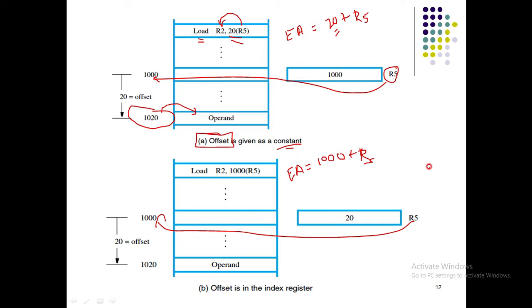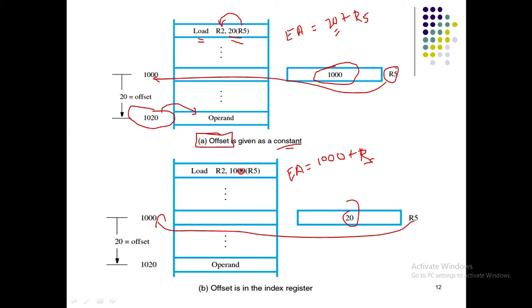The only small change is what now? Here it has been loaded with 20, whereas here it has been loaded with 1000. Why? Because in the instruction we have already loaded with the offset. So that's why it is given here with the offset.